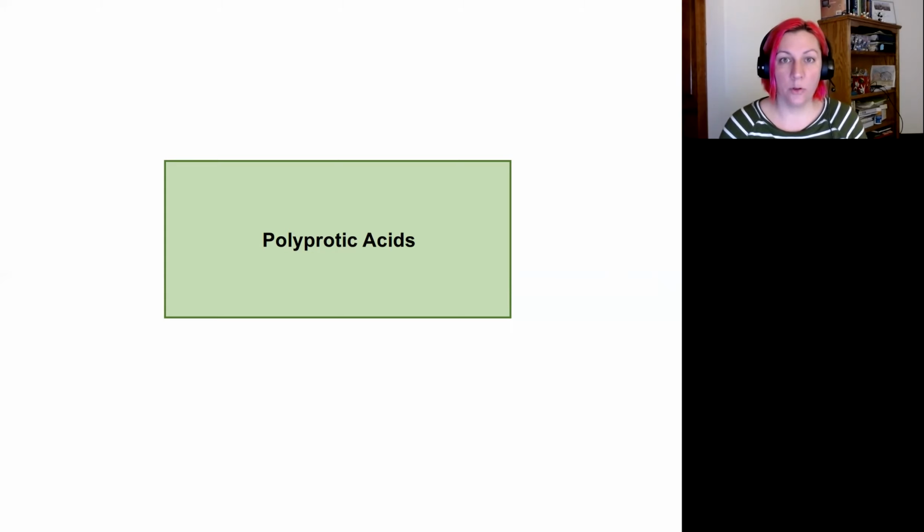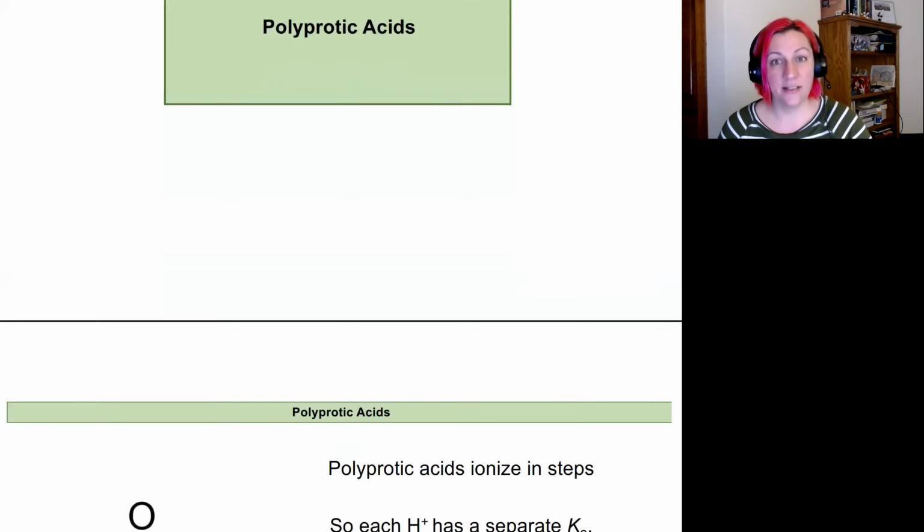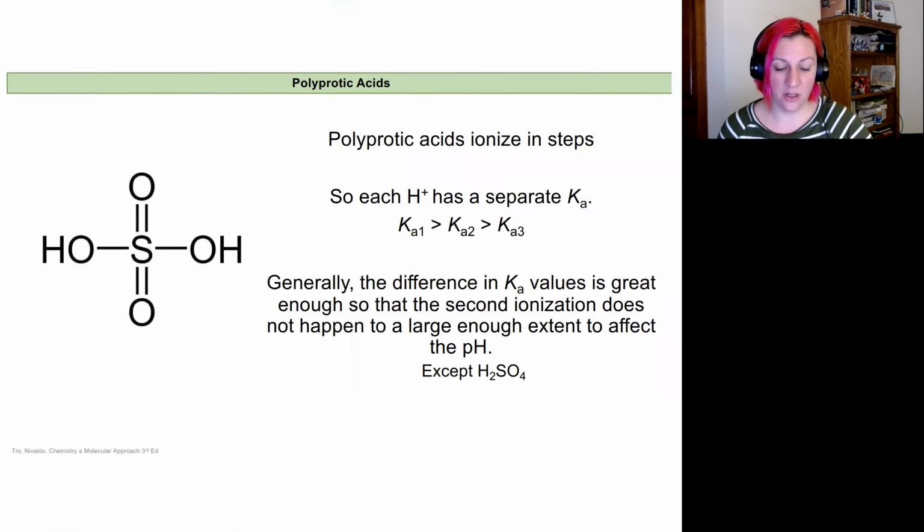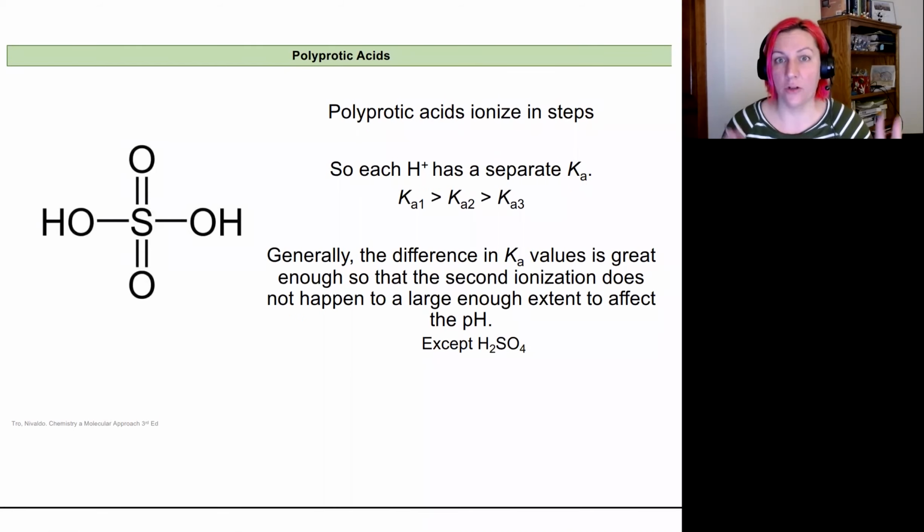In this lecture, we're going to talk about polyprotic acids. Polyprotic means multiple protons, and polyprotic acids are just acids that have more than one acidic hydrogen. Here's an example of one, sulfuric acid. Sulfuric acid is one of our strong acids that we assume dissociates completely or ionizes completely.